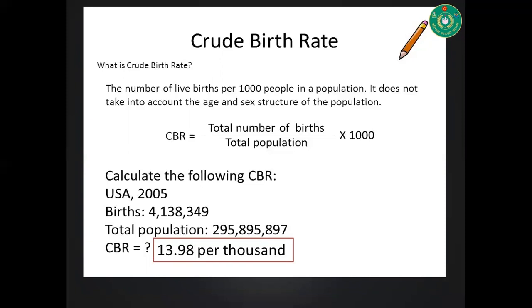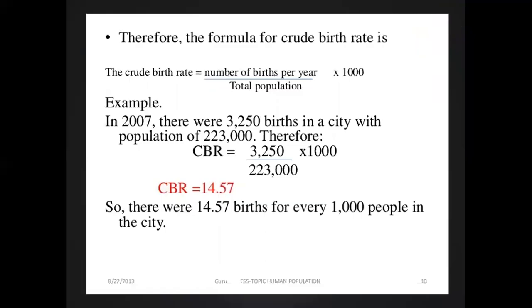Here, given the births and total population, we can easily calculate the crude birth rate. Dear cadets, the formula for crude birth rate is: crude birth rate equals the number of births per year divided by the total population, multiplied by 1,000.